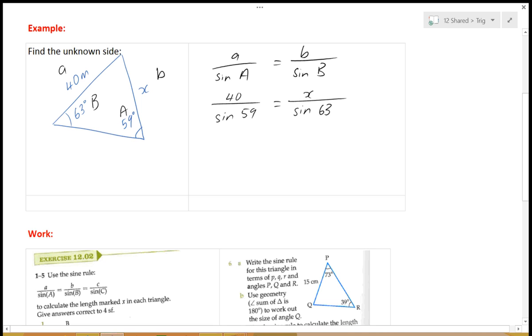Alright? Now if I'm solving this equation for x, and x is being divided by sine 63, what step of working would I show to get x by itself? How do you undo a divide by? Times. So I'm going to have to times both sides by sine 63. Okay, so a tiny bit of algebra in there, and what that does is it cancels out the bottom of my fraction, so I'm just left with x.